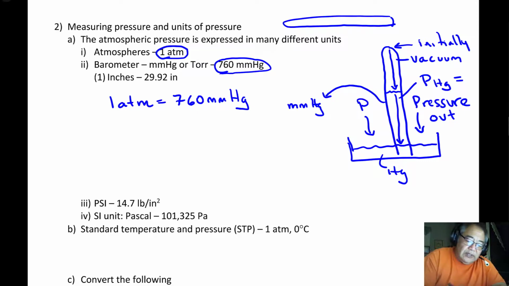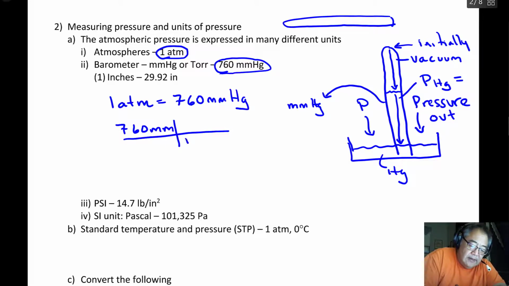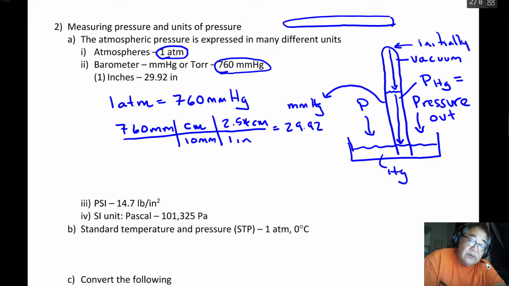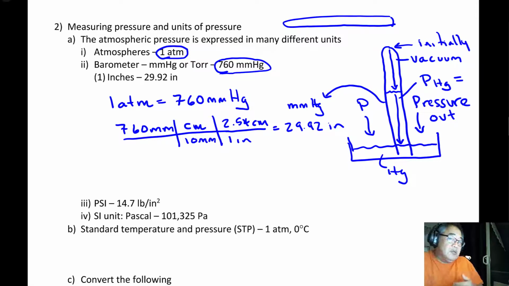It turns out if you do the unit conversion, 760 millimeters, and then 10 millimeters per centimeter, and then 2.54 centimeters is 1 inch, this comes out to 29.92 inches. So in the weather report, when you hear inches of mercury, or sometimes you hear millimeters of mercury, when you're hearing inches of mercury, it's actually just how tall the column of mercury is measured in inches instead of in centimeters or millimeters, okay?